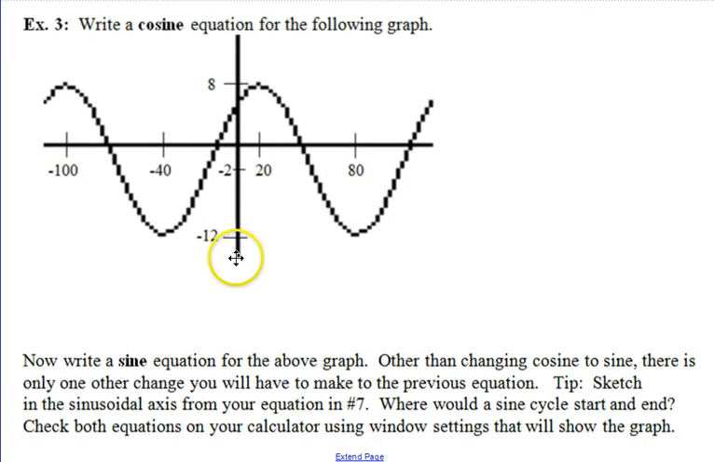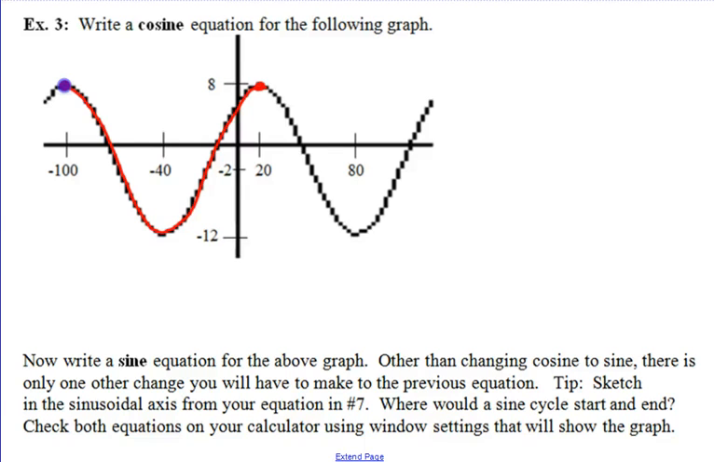Okay, so let's write a cosine equation for this graph. There's two things I always do to start with, and one is to identify a cosine cycle. Since cosine starts high and ends high, this would be a cosine cycle right here. I also want to identify the sinusoidal axis.